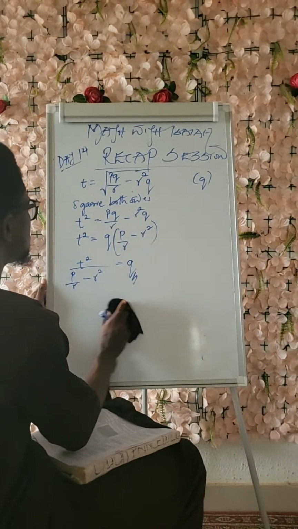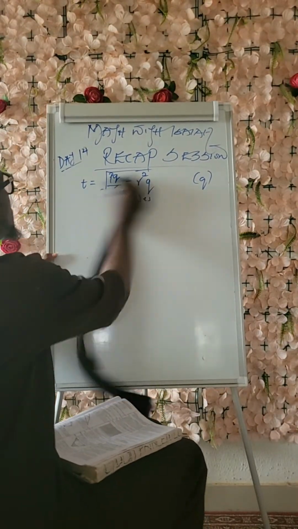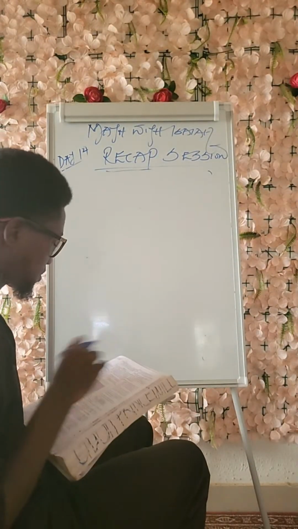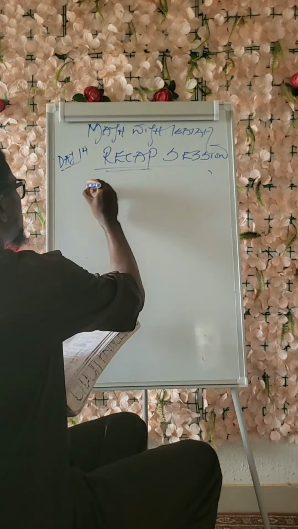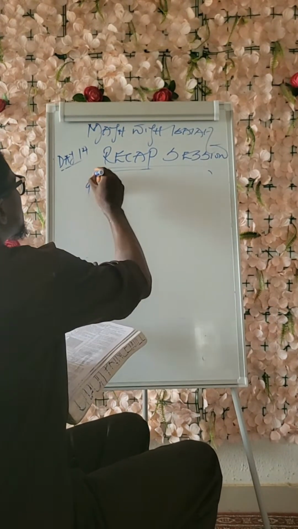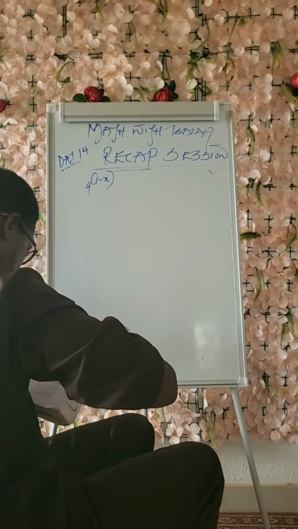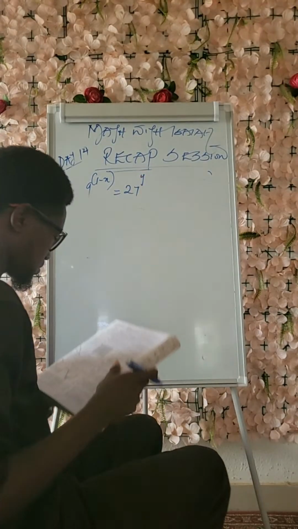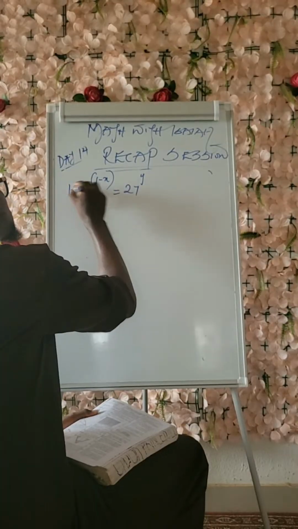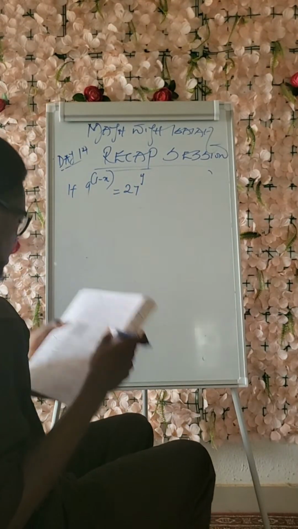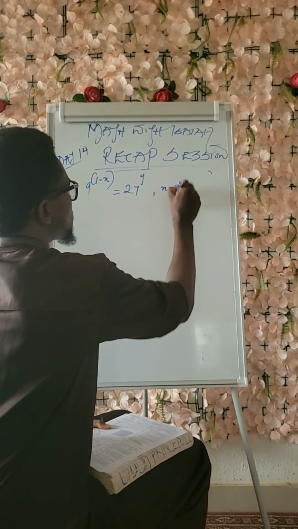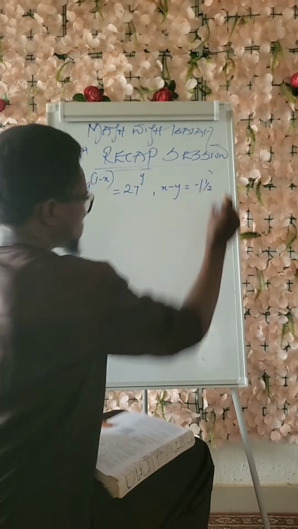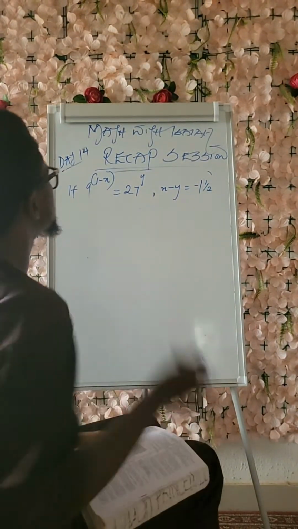This one is actually a little tricky. It's on indices. Mind you, I've not even opened this thing before. I'm just seeing this question. So we have 9 raised to the power 1 minus x equals 27 raised to the power y. They said if this equals this and x minus y equals minus half, find the value of x plus y.